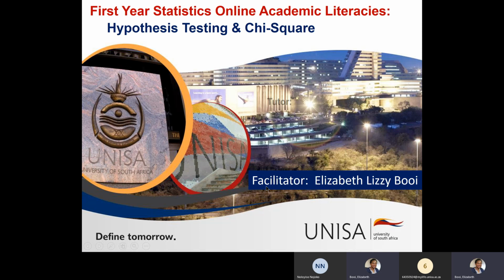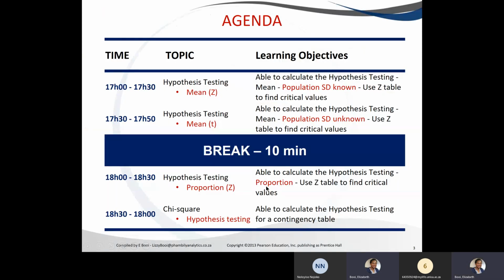Okay, so today we're going to do hypothesis testing and chi-squared, like I said. The 2 hours that we have, we need to make sure that we cover both concepts. And the hypothesis testing is the longest session. So we'll see how it goes. So for the first 1.5 hours, we will do hypothesis testing.